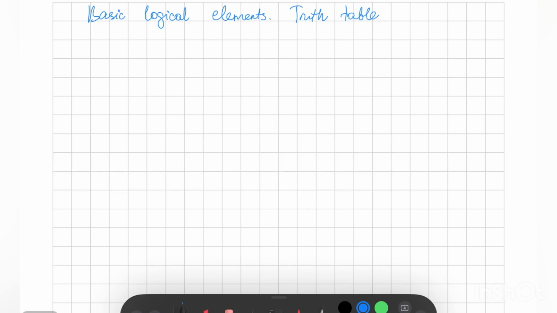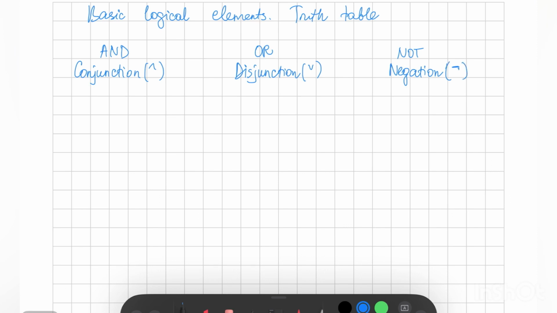So let's write first of all three elements of logical operators. The first one is AND, or we call it conjunction, and its sign looks like this one. Second one is OR, we call it disjunction. Sign looks like this, and the last one is NOT, which is negation. Sign looks like this one, or like this. We know about three elements of logical operators.